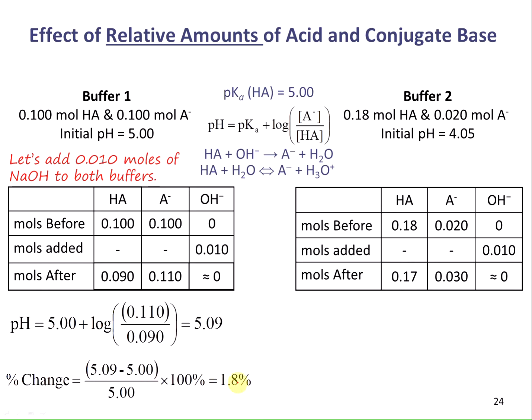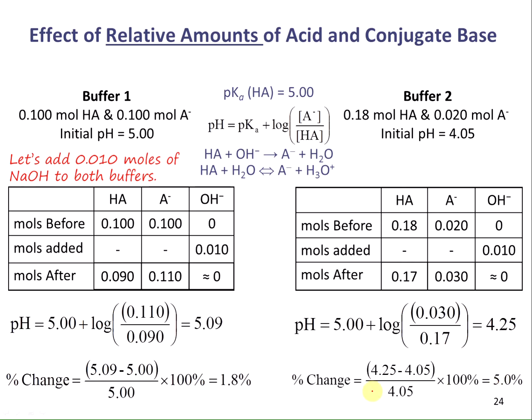But in buffer 2, if we calculate the new pH, 5 plus the log of the base over the acid, 0.03 over 0.17, equals 4.25. So the change in this system is even greater. So a buffer is most effective with equal concentrations of acid and base.